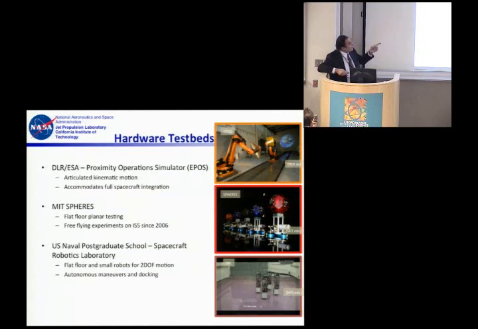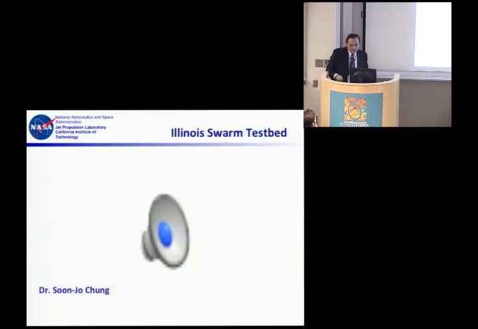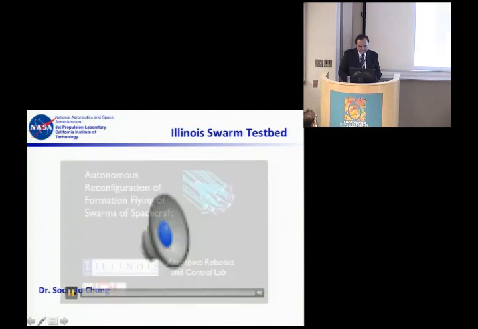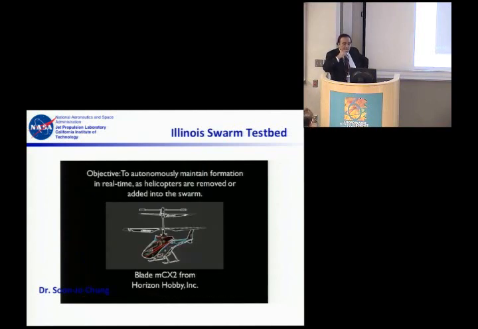Now, I guess my next slides are about who else has distributed platforms. Obviously, DLR, MIT has SPHERES, as you know, that they're flying on the space station. Naval Postgraduate has a two degrees of freedom platform. And Northrop Grumman, others. I'm running out of time. So let me say, a little bit closer to home, I think that Dr. Sunju Chong here has developed his lab as part of the research work that we're doing in the swarm.